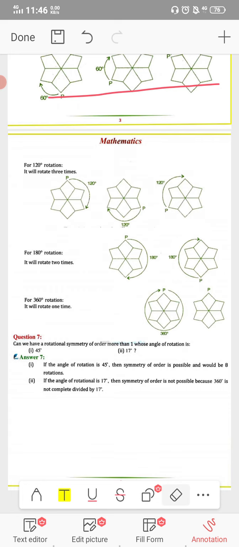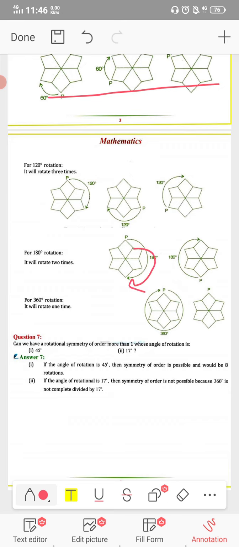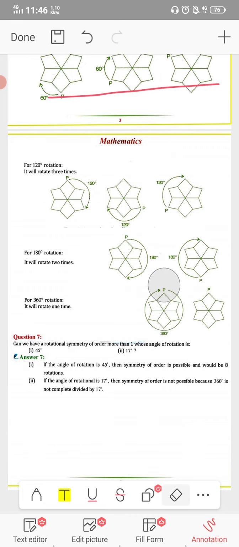सो अगेन फॉर 180 वी कैन सी दैट इफ वी रोटेट इट 2 टाइम्स, when you rotate it one time it will be here, and when you rotate it another time it will be here. So again we get the same image after 2 rotations, that means it will rotate 2 times. So every time as the angle of rotation increases, the number of order of symmetry will decrease. So for 360 degree rotation we have only one order of symmetry, for 180 we have 2 order of symmetry, for 120 degrees we have 3 order of symmetries.